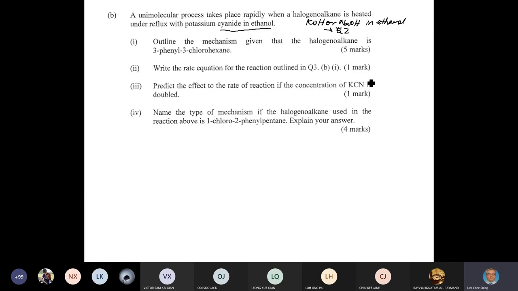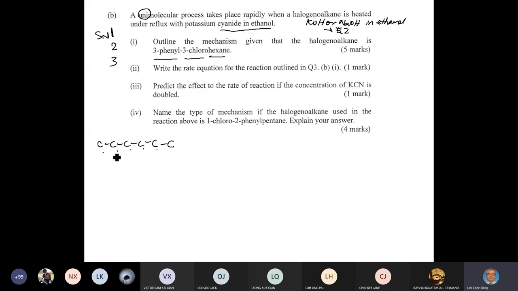Some students get confused already, so that's why they get it wrong. So this one is still undergoing SN, SN what? Uni here, SN1. How many steps? Let me check: one unimolecular. Then the haloalkane given is 3-methyl-3-chlorohexane. So you draw the chemical structure, then we know the chain of 1, 2, 3, 4, 5 and 6.